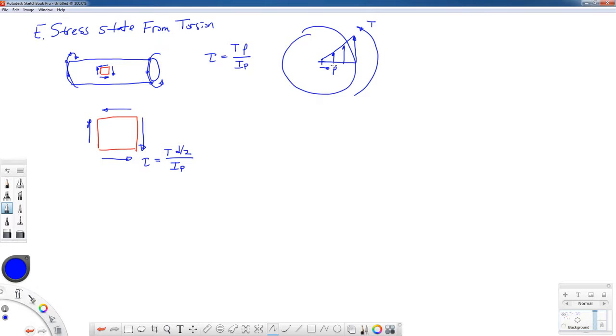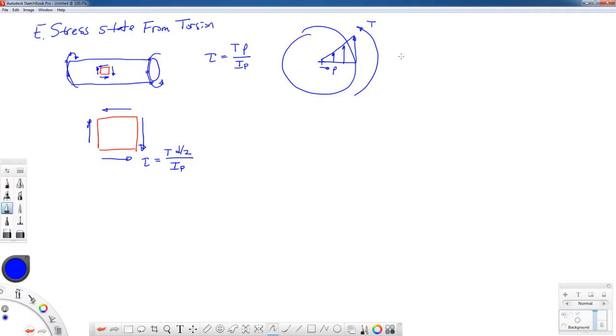Quite often on an exam, I will ask students to sketch the stress distribution for a bar in torsion, and this is what I want it to look like. Only have stresses where there is material. Don't overhang this stress distribution out here where we don't have any material.